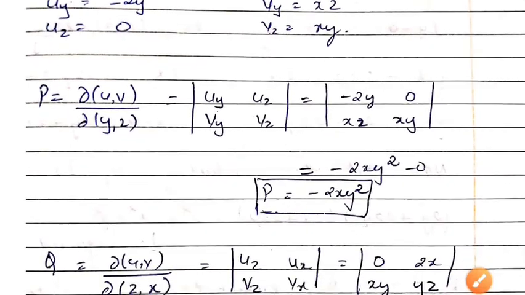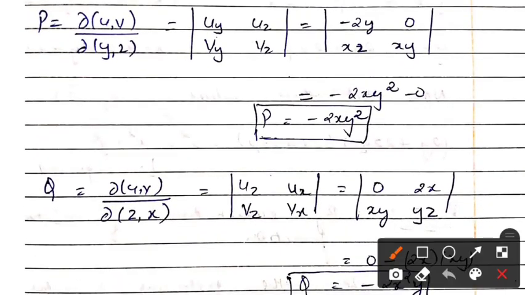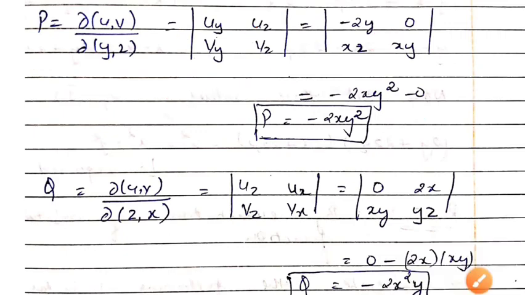Now I will start finding the values of P, Q and R. As seen above, our formula is capital P equal to the determinant of uy, vy and uz, vz. Put all the values in this and you get this determinant. Now we know how to find the determinant. Multiply this cross, so you get minus 2y into xy minus xz into 0, which is 0. So you get minus 2xy square. This is your capital P.